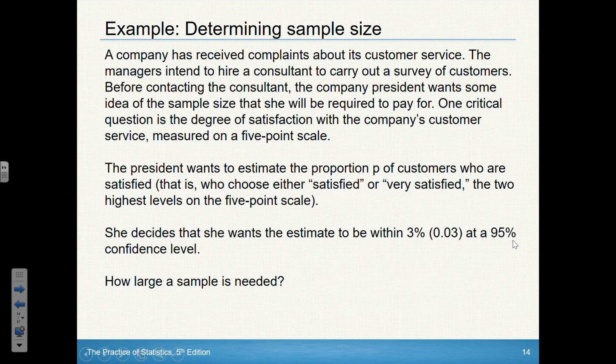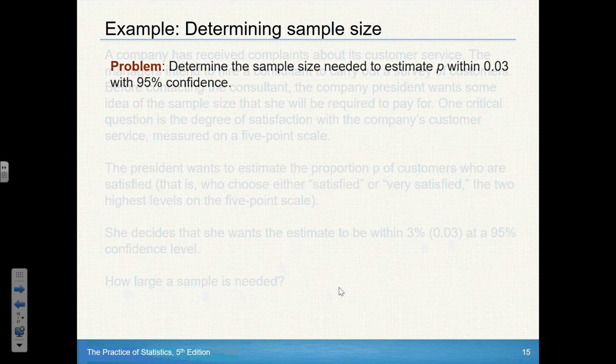So at this point, we have a lot of information. The fact that it's a 95% confidence interval tells us that we can find our critical value, our z star, and it should be 1.96. We know the margin of error is going to be 0.03. We are not given any p hat to use, so we're going to have to use the most cautious value of 0.5. And we don't have n. That's the whole point: how large a sample is needed.